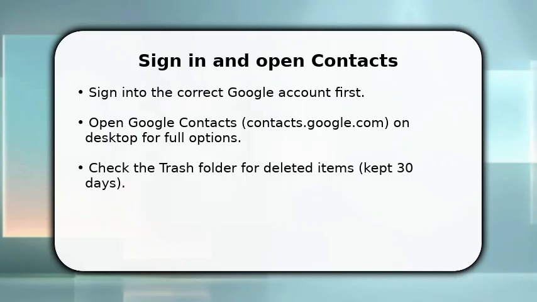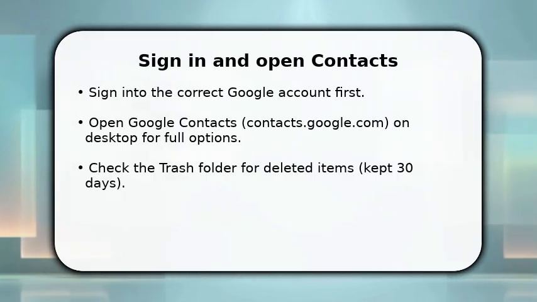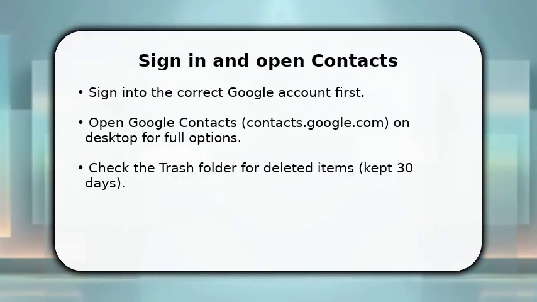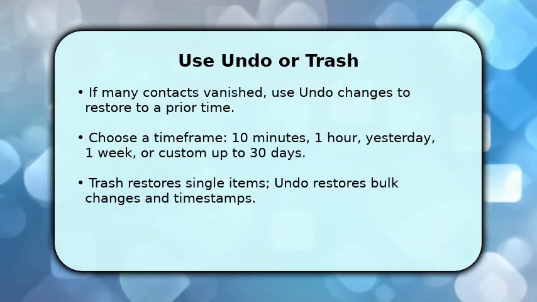Google keeps deleted contacts for 30 days, so you can often recover them immediately. If you see the contact in trash, select it and use the restore option. This returns the contact to your main list. Once in contacts, decide whether to use trash or undo changes.